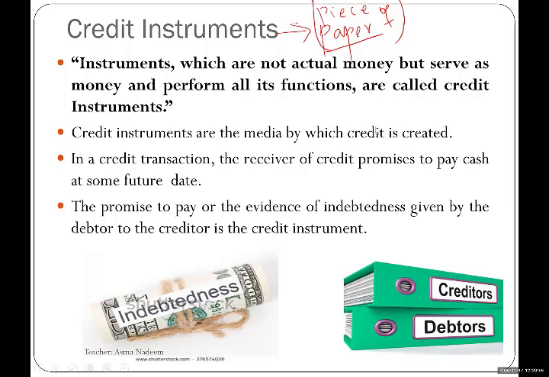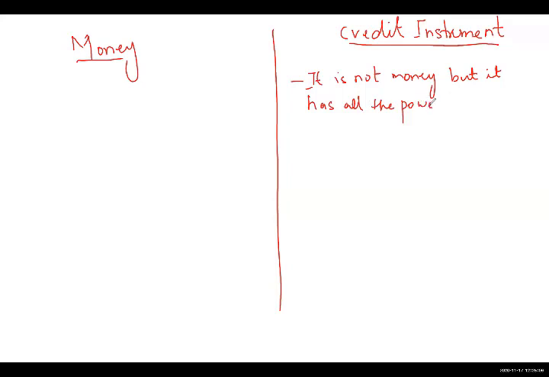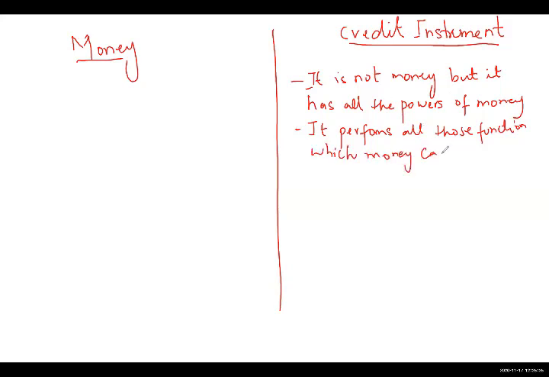Now, why are we using the word credit with these instruments? In the whole business world, nobody uses money. They use these credit instruments. Now, look at the whiteboard. On one side I'm writing money, and on the other side I'm writing credit instrument. That credit instrument is not money, but it has all the powers of money. It performs all those functions which money can. Again, keep in your mind, this is not money.